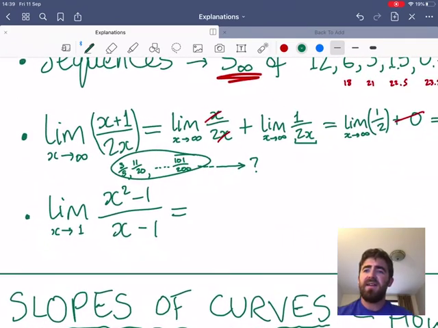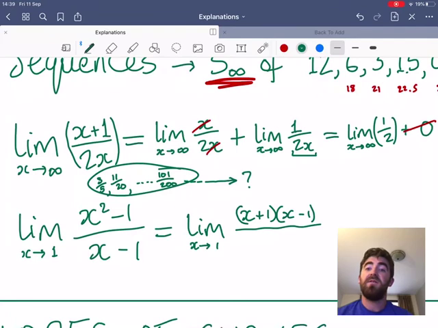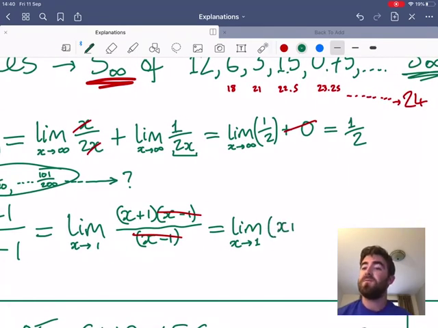Okay, and finally, for this video, we're going to see how we can just use factoring. So I've got x squared minus 1 over x minus 1. I can factorize that to x plus 1 times x minus 1, and we cancel. Okay, and another thing to note here is that I haven't got something that tends to infinity this time. I've got something tending towards 1.